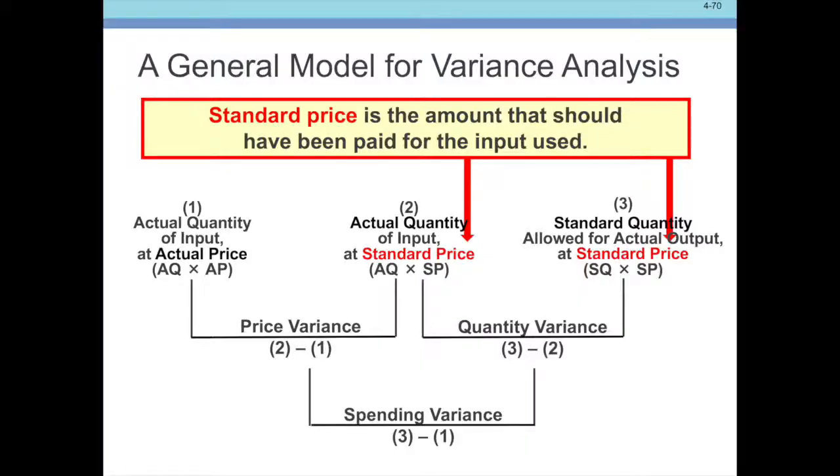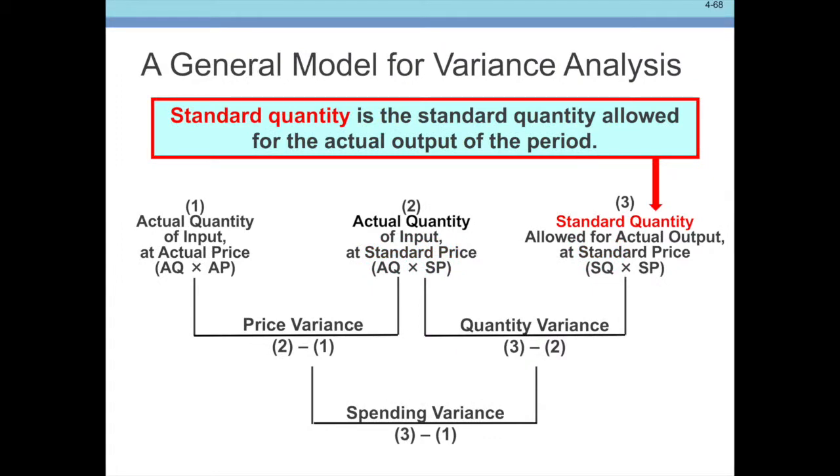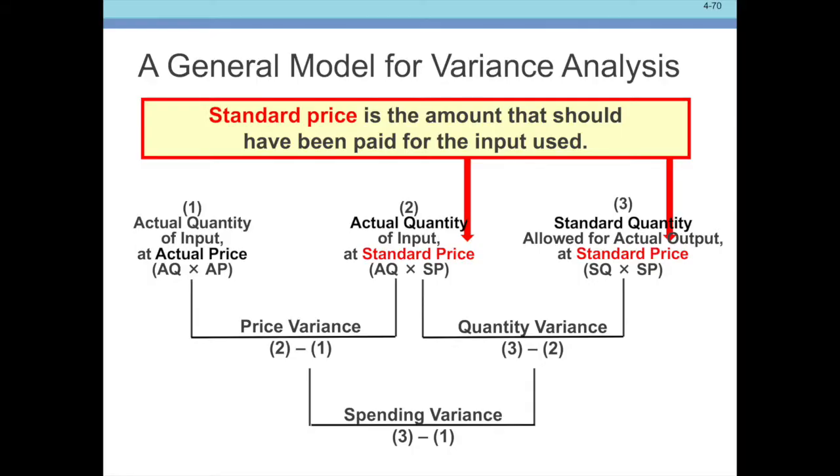Likewise, if you go to the second part of the equation, you can see that the actual quantity of input at the standard price, if you compare that to number 3, which is standard quantity at standard price, you can see that the price is the same. On the bottom, it's standard price versus standard price. Above that, in number 2, it's actual quantity. Number 3, it's standard quantity. So you can see that you're comparing the quantities between the two.